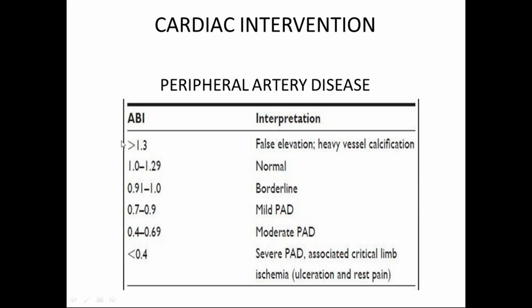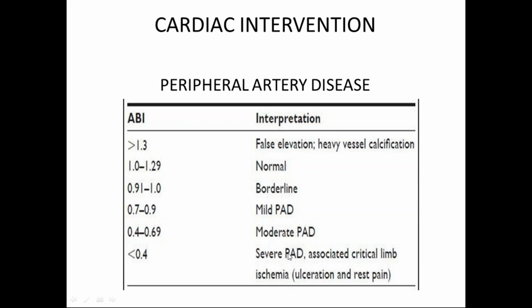So it gets a false elevation. The normal range of the ABI is 1 to about 1.29. So this is a normal range. If it's between 0.9 and 1.0, we say it's borderline. For mild PAD, it is 0.7 to 0.9. And then moderate is 0.4 to 0.69.